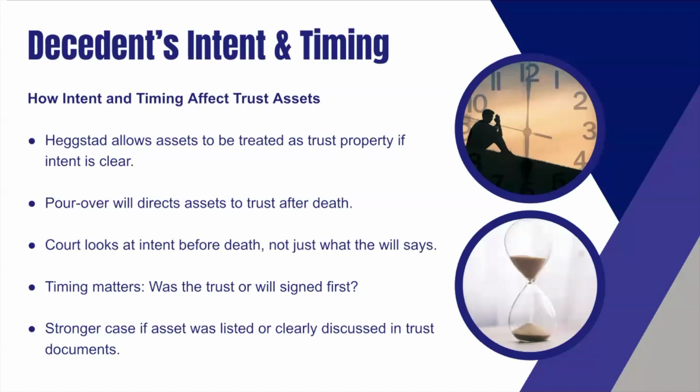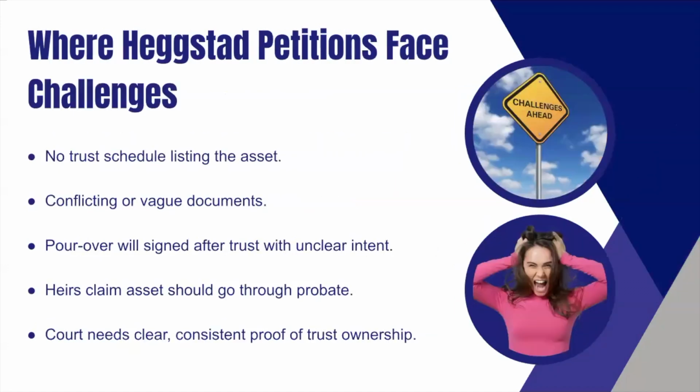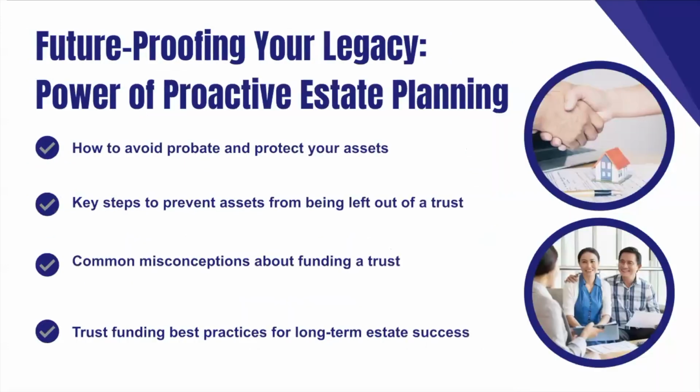We've already talked about intent and timing and how that matters. We've talked about the challenges that petitions could face, and if it's not uncontested, we have heirs that disagree with this happening because they don't want the property to go in through the trust because they might be disinherited. And we talked about timing of when assets are purchased. How do you future-proof your legacy?